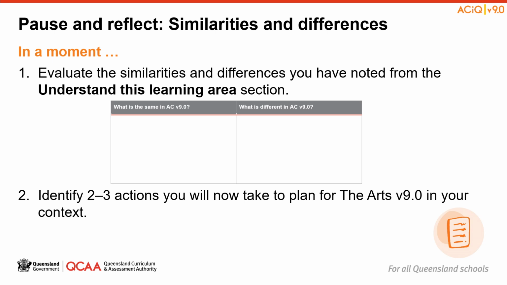For example, you may identify the following actions to support the transition to version 9 in your context. Download and read through the new section on key considerations, or organise time in your next year or school meeting to review the changes to strands in teams. Pause the session recording at this point to reflect on the notes you have taken throughout the session. Identify 2 to 3 actions you will now take to plan for the Arts version 9 in your context.